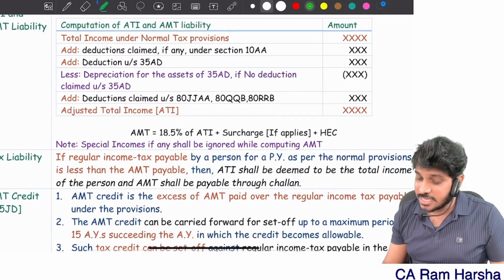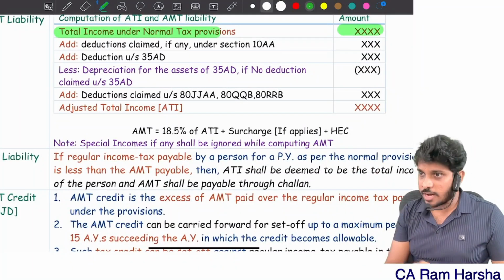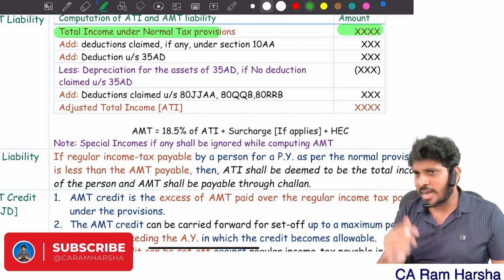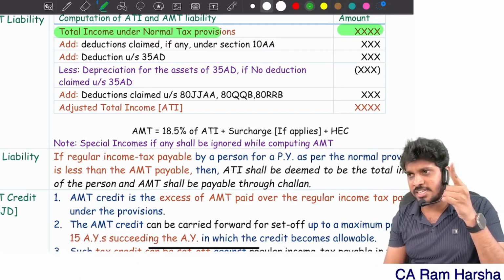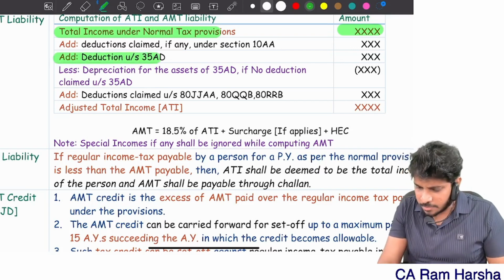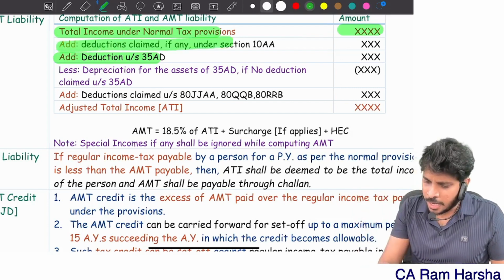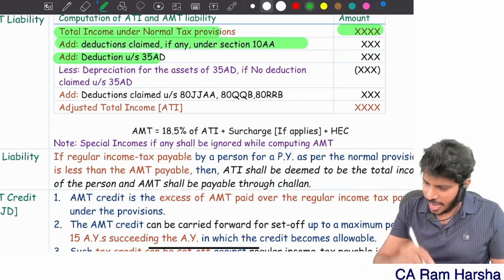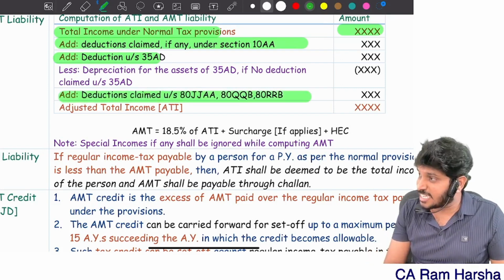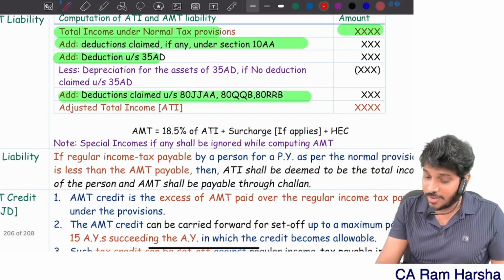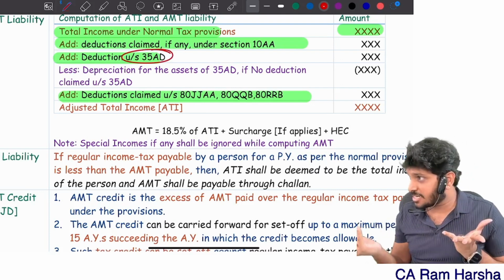Sir, what is adjusted total income? First you calculate the total income, no? Normally you calculate total income. How did you calculate it? After reducing 35AD, 10AA, 80JJAA, 80QQB, 80RRB, add them back. Add back the 35AD deduction you claimed. Add back the deduction under 10AA. Yes or no? And add back the deduction claimed under 80JJAA, 80RRB also. Add back means you didn't claim the deduction.